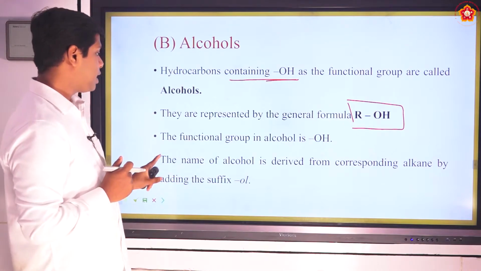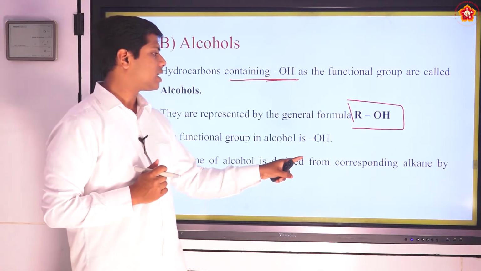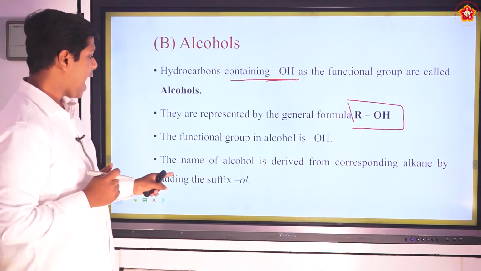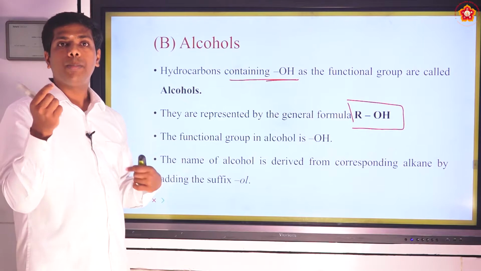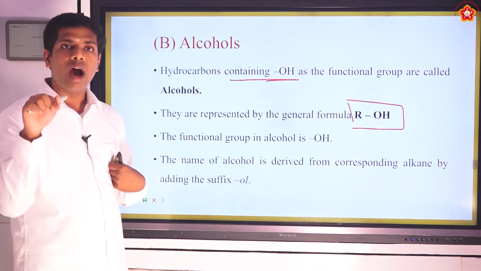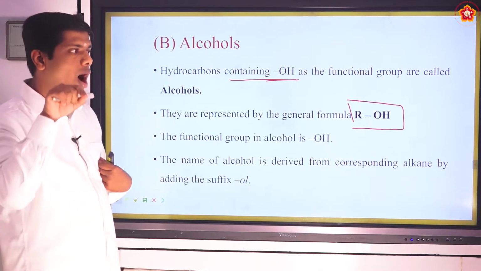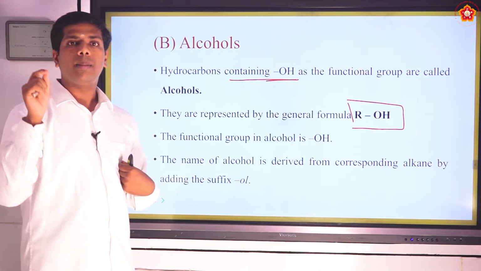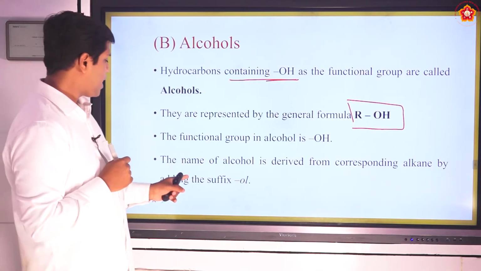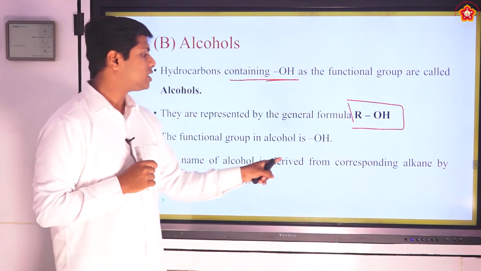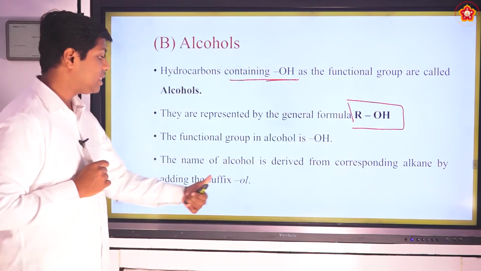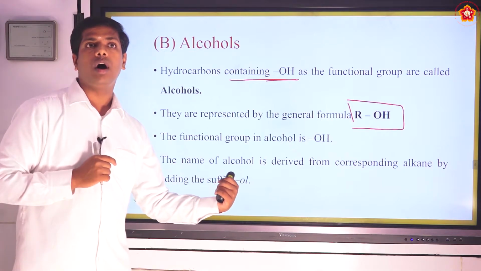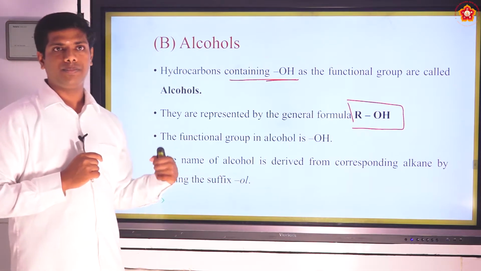Next, the name of an alcohol is derived from the corresponding alkane by adding the suffix -ol, which means alcohol: butanol, pentanol. The name of an alcohol is always derived from the corresponding alkane by adding the suffix -ol.